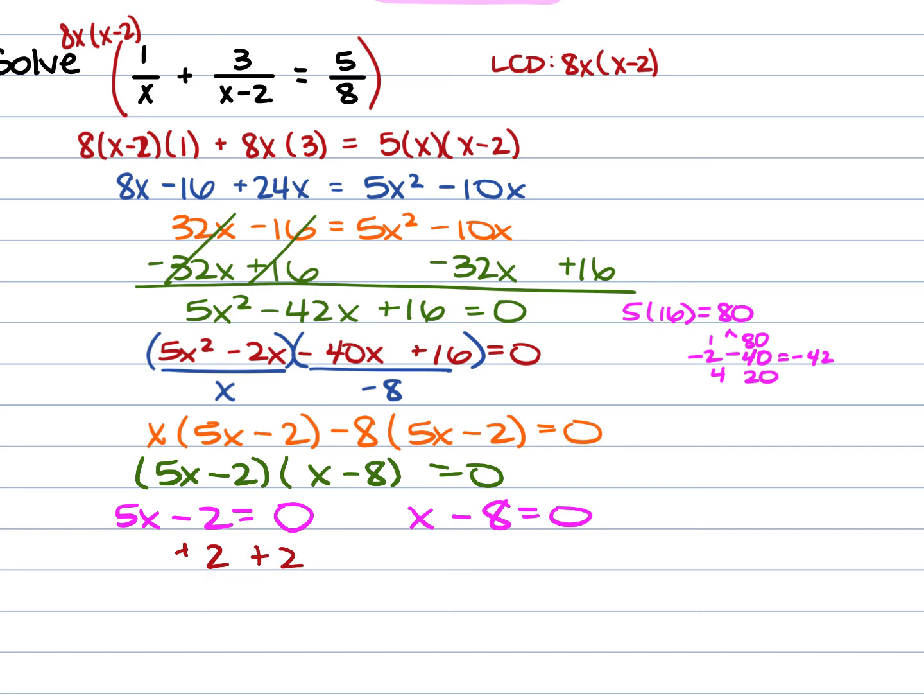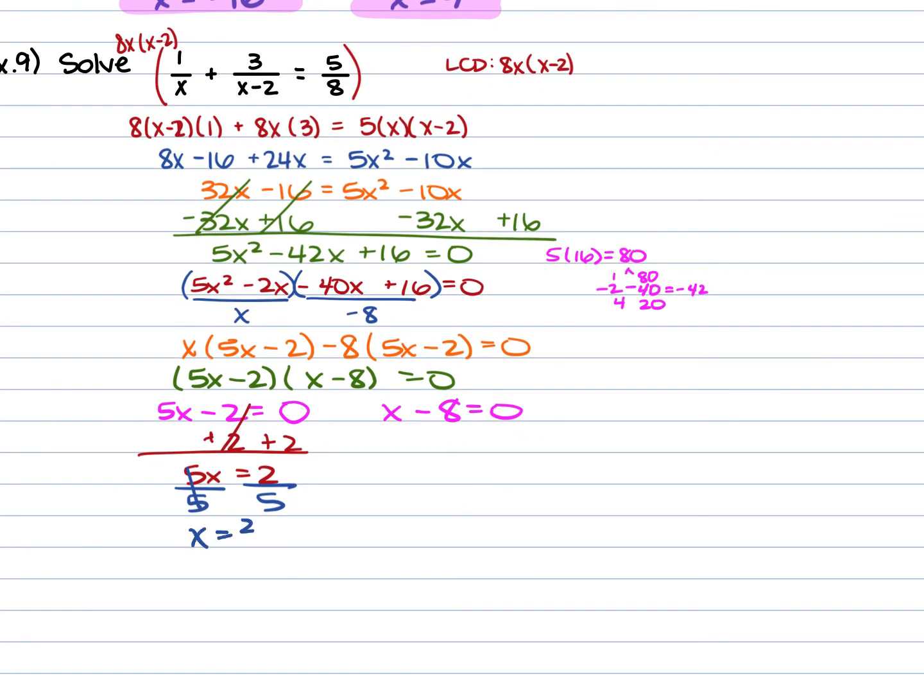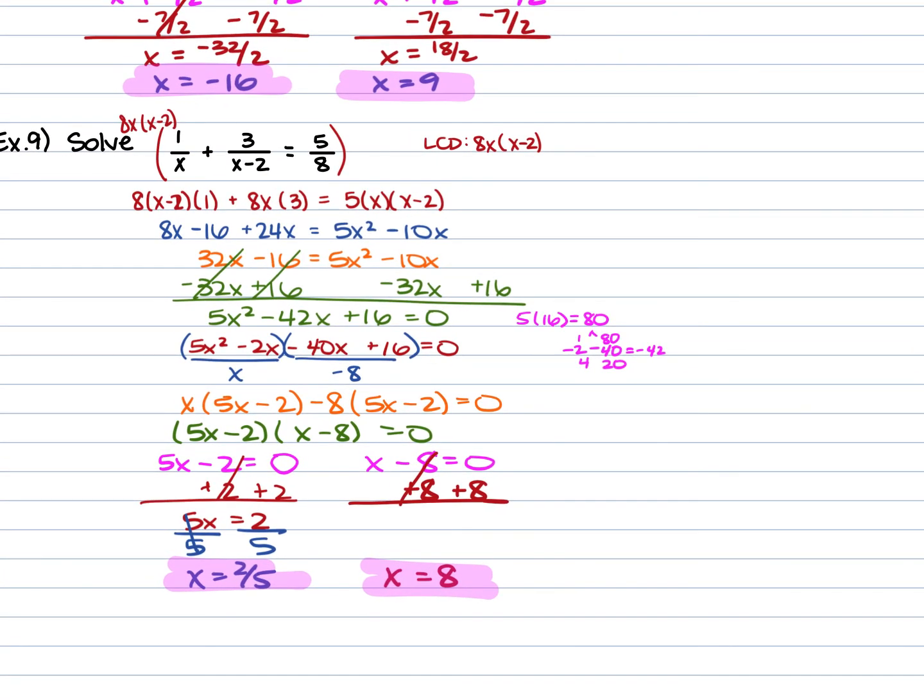Add your 2 to both sides. You have 5x is equal to 2. Divide each side by the 5. You have that x is 2/5. For the x minus 8 is equal to 0, add your 8 to both sides, and you get that x is also equal to 8. So 2/5 and 8. So you don't necessarily always have to work with the completing the square method in order to solve these. If it's easier to work by factoring it, you could do that as well.